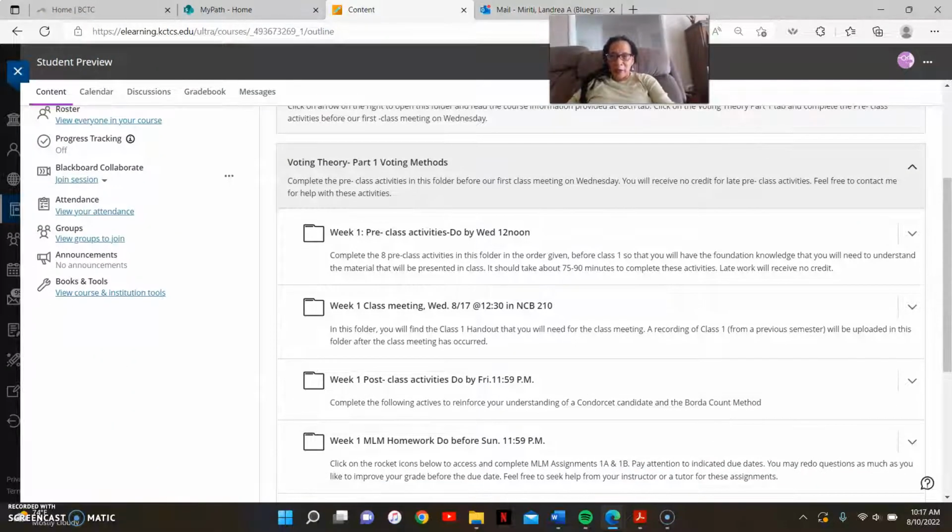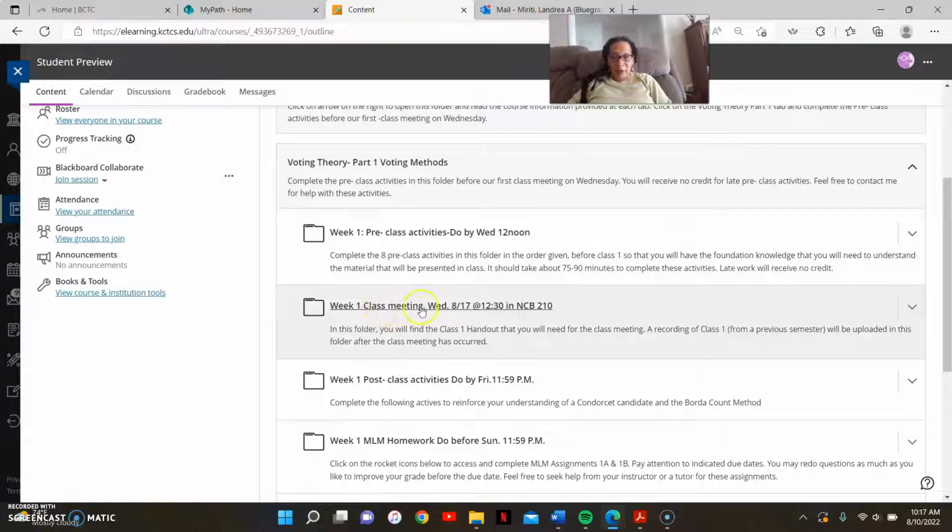You'll see week one, week one, week one, week one. There they are. This is all the stuff happening in the first week. So every week we have pre-class activities that are due by Wednesday, and these are the activities that will be due before our first class.